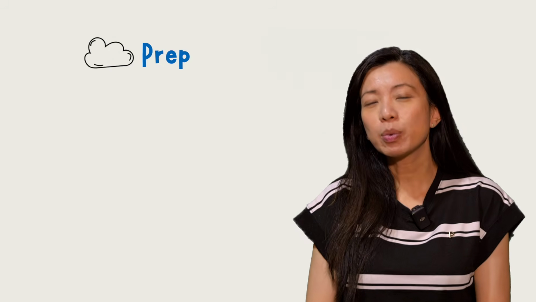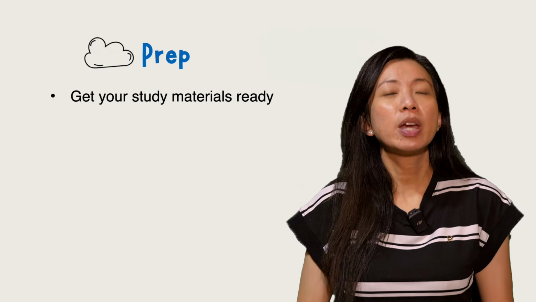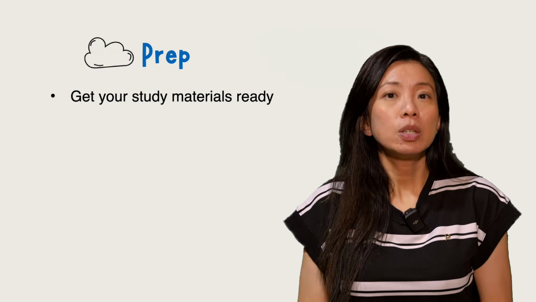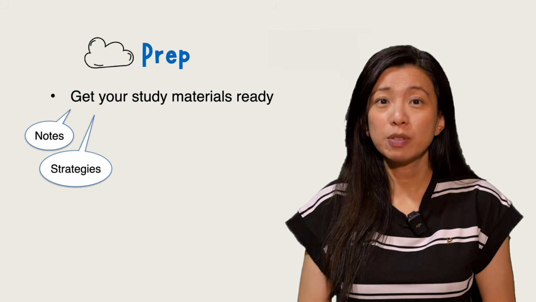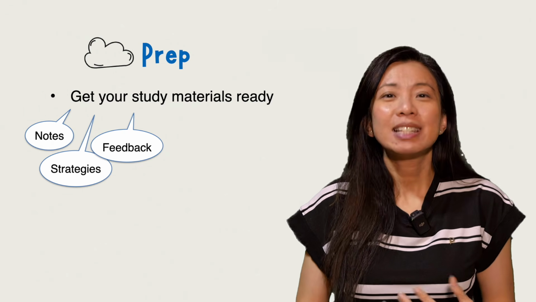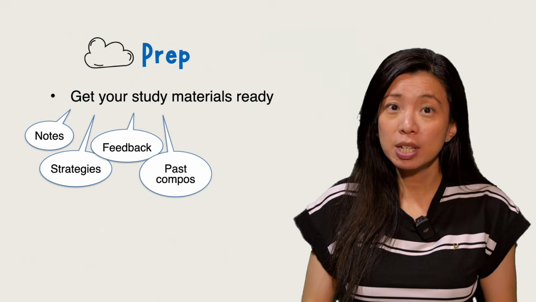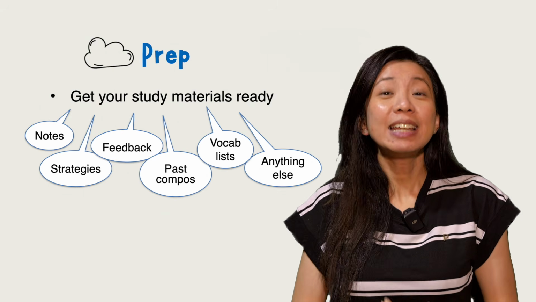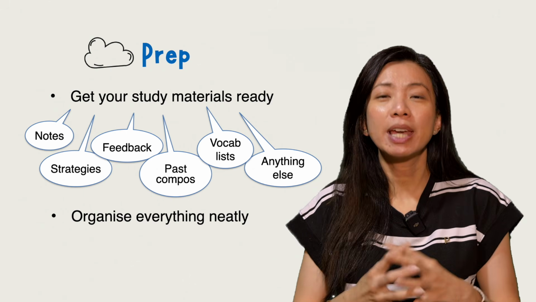So as mentioned, we're going to look at how you can prepare for your Paper 1 Compo writing. And to make things easier for you to remember, we're going to use the acronym PREPARE. So let's start with the first one, P. And P stands for PREP. This is basically where you're going to get your study materials ready. This will include your notes, strategies that you've learned from whatever lessons that you've taken, any feedback you've received, tips for the exam or how to write better, your past completed compositions, vocabulary lists, and any other relevant materials. You should file them and put them all together neatly.